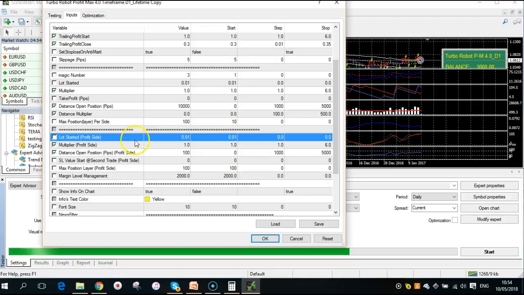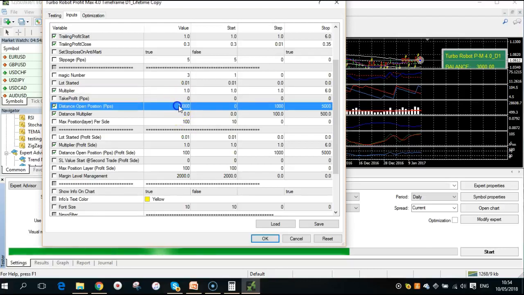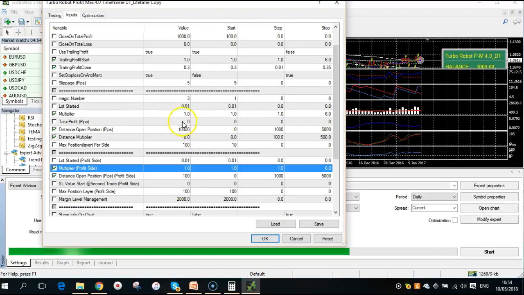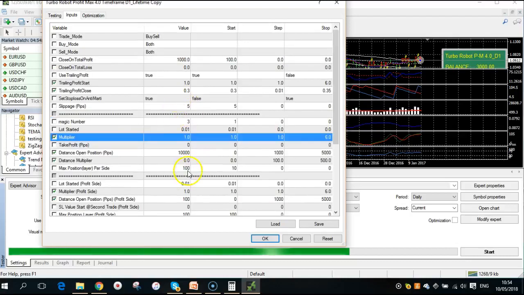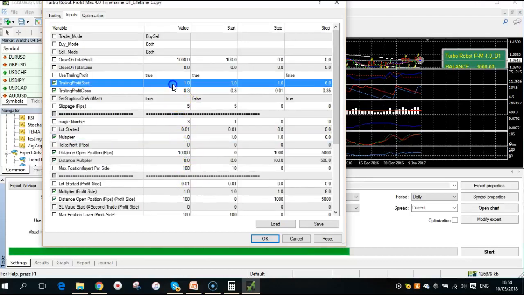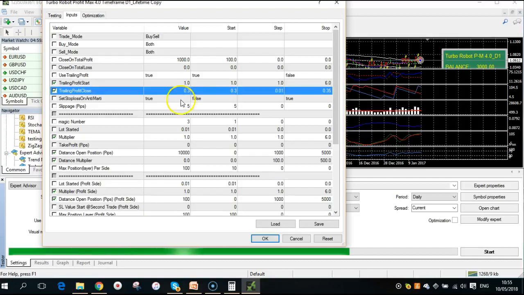So next, this is your martingale portion, but we are not using that. That's why we put it with 0.01, and the distance is very far away. It won't hit. This one is the next because you have the TP. It's very easy to clear.